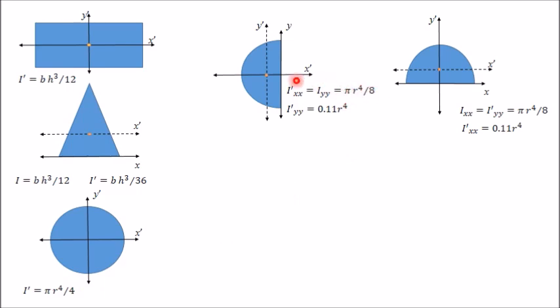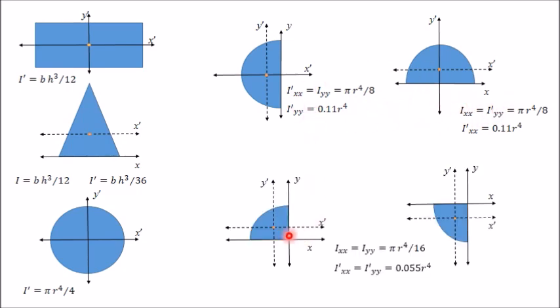Now remember that here this x-axis is centroidal axis which is passing through the centroid of semicircle, but this y-axis is not passing through the centroid. Here centroidal axis which is parallel to y-axis is this one, and moment of inertia about this centroidal axis will be given by 0.11 r raised to 4, which can be obtained by applying parallel axis theorem between these two parallel axes. For any orientation, you will get the same values, only these notations will change.